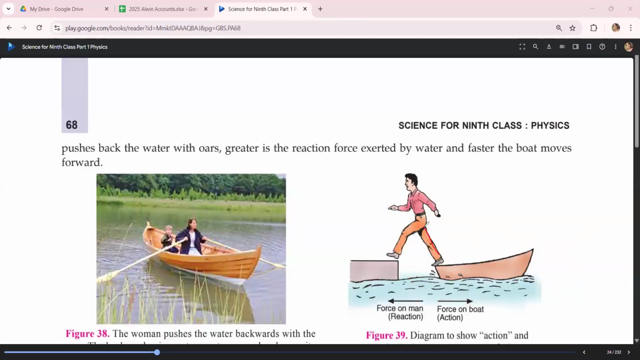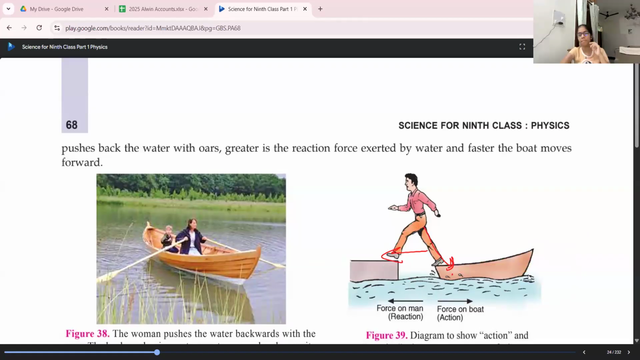So you have exerted the force on the boat, thus the boat pushed you forward. Understood, bache, or not? Yes, ma'am. Clear with the fact? Yes, ma'am. Okay.